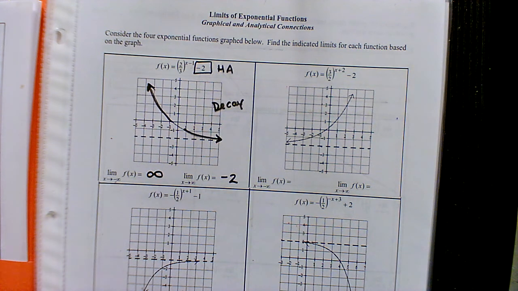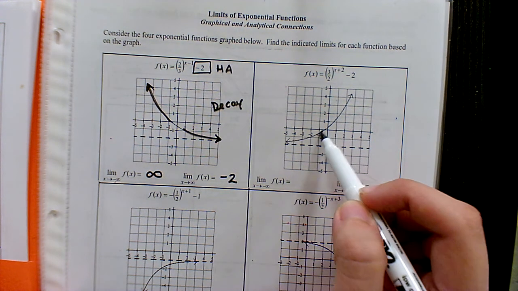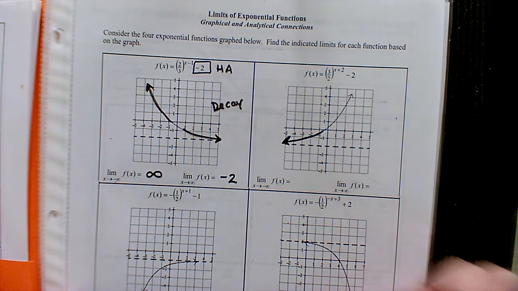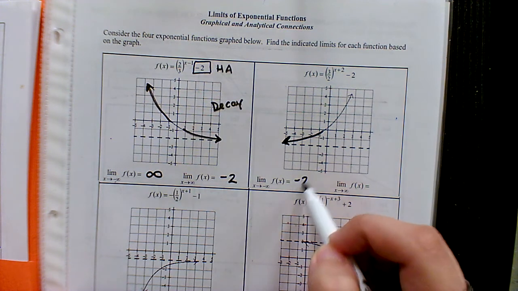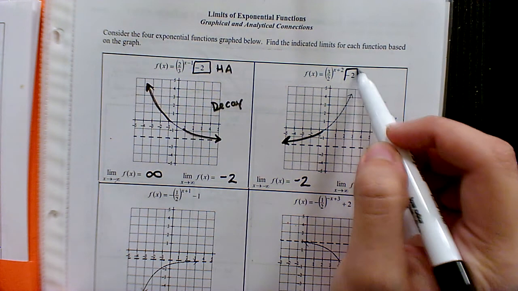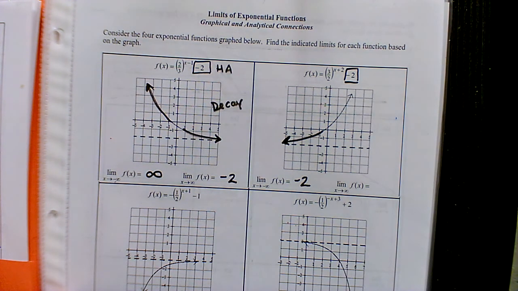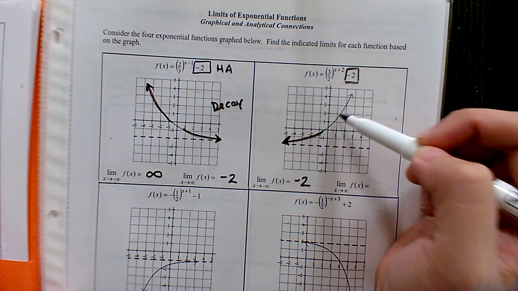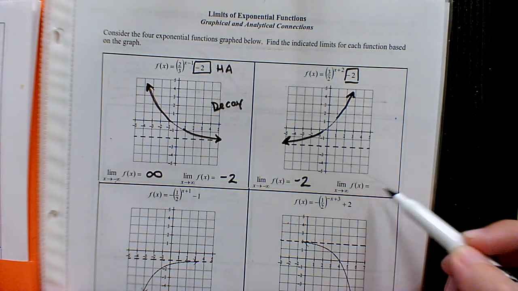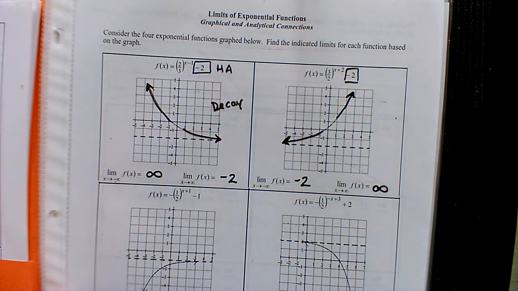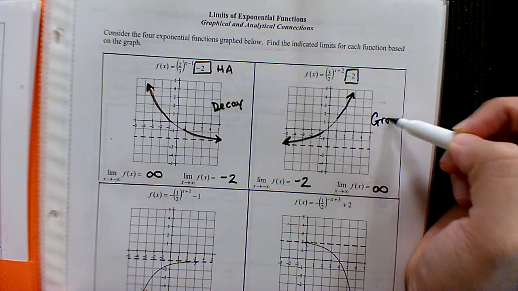Okay, let's try the next one. If we trace the graph towards the left, notice how we'll level off at -2. That happens to be what's being added or subtracted on the end. And if we go forever to the right, we're traveling upward. Growth or decay? Go, Joseph. Growth.